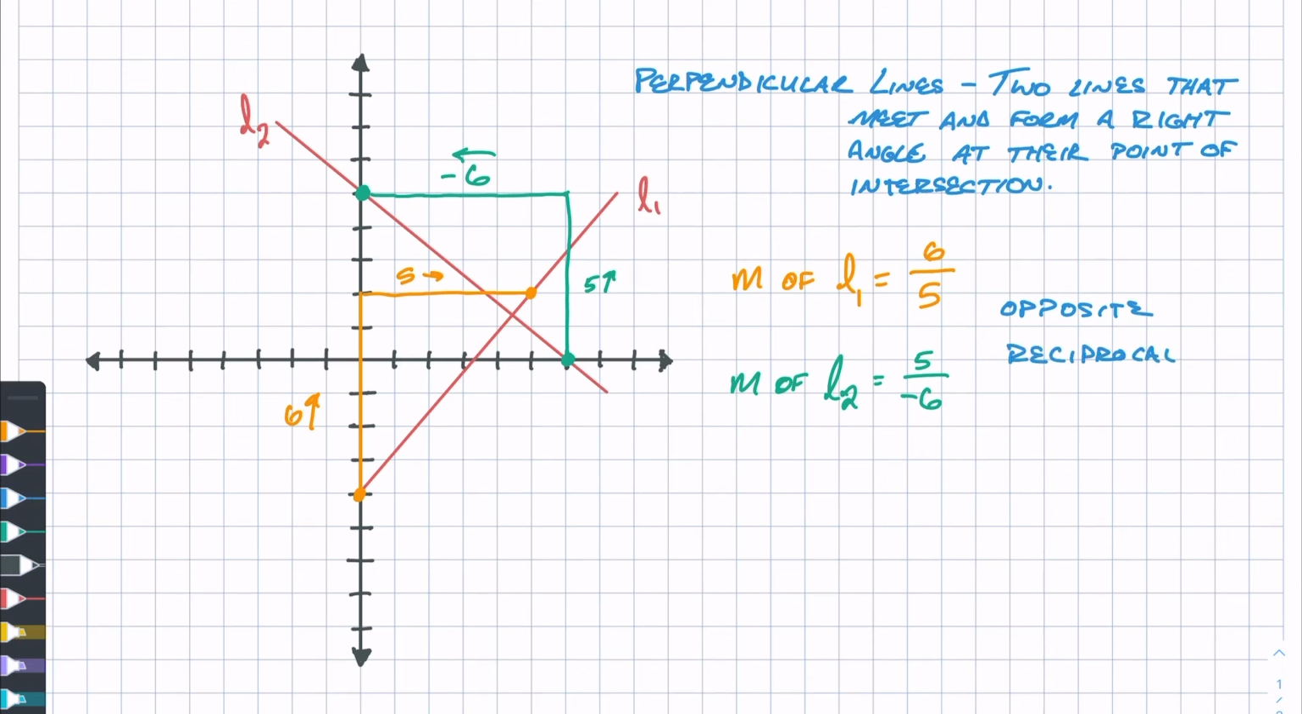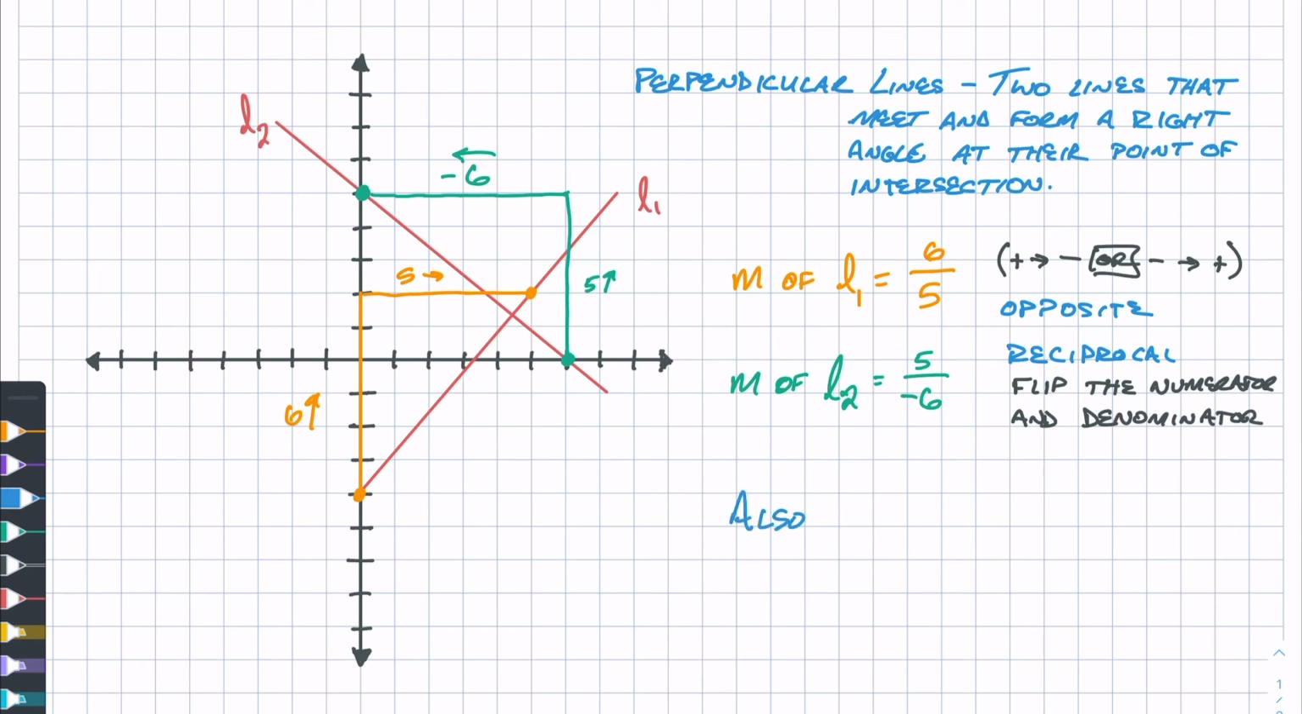Opposite means the change in signs. So we're going from a positive to a negative, or from a negative to a positive in the signs of the slope. And reciprocal just means that we flip the numerator and denominator. Notice here we flipped the numerator and denominator for these two lines. So there's our reciprocal, and the opposite: this is a negative slope, this is a positive slope. So if you have opposite reciprocals for the slopes of two lines, then you know that they're perpendicular.